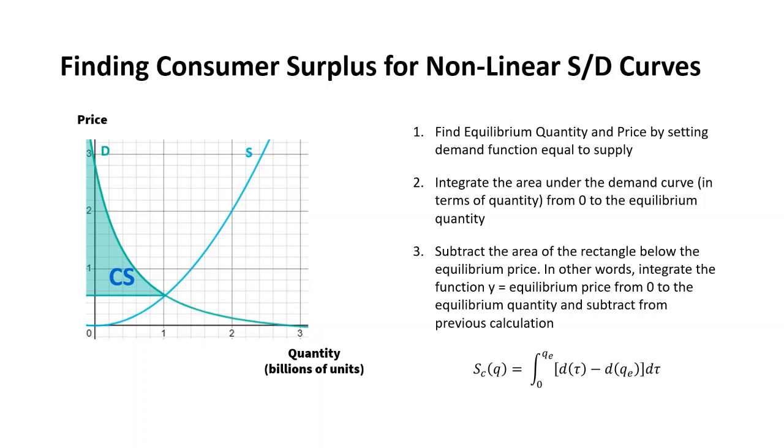To find the consumer surplus for nonlinear supply and demand curves, the first step is to find the equilibrium quantity and price by setting the demand function equal to the supply. The next step is to integrate the area under the demand curve from 0 to the equilibrium quantity. It's important that the demand curve is in terms of quantity, meaning it takes quantity as its input.